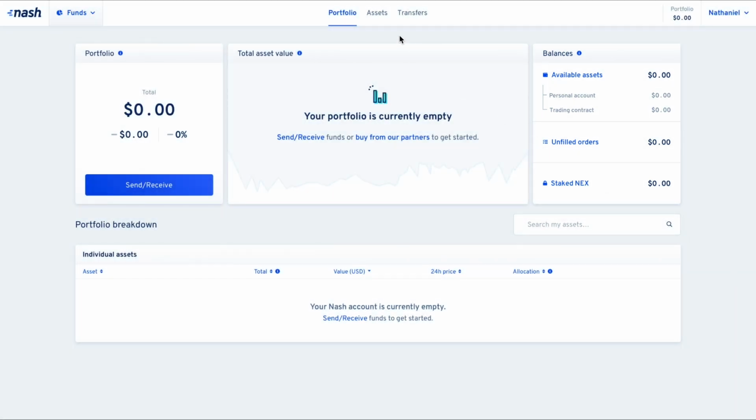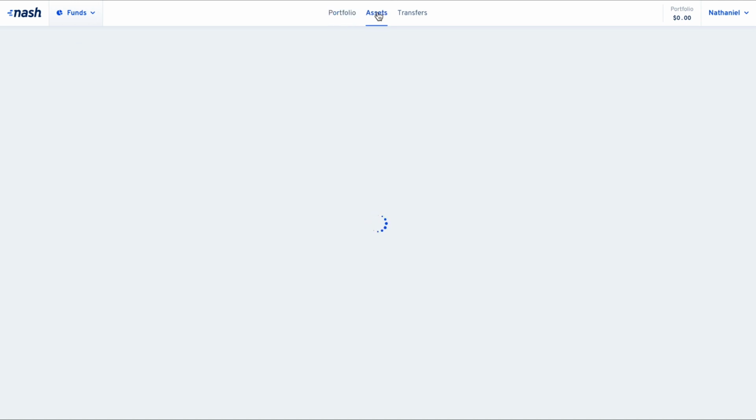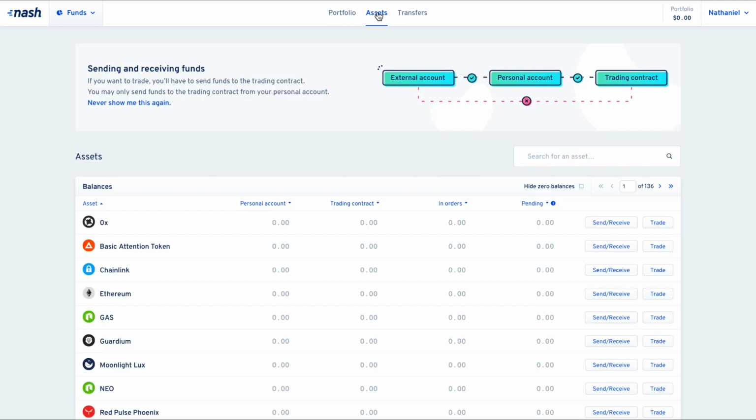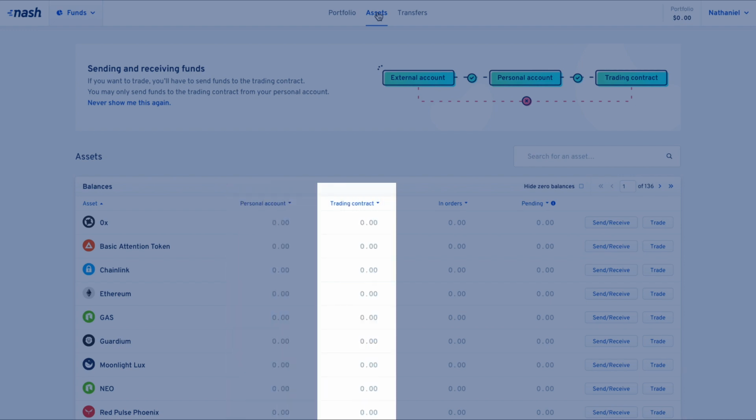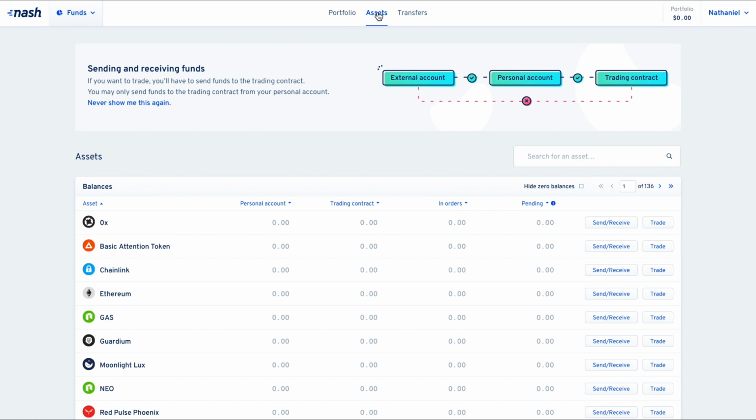Assets is where you can see the individual breakdown of all of your digital assets and their locations in your Nash account. If you want to deposit your funds into Nash, you need to do so by sending them to your personal account. From here you can then send your assets to the trading contract for trading, or to another external wallet outside of Nash.